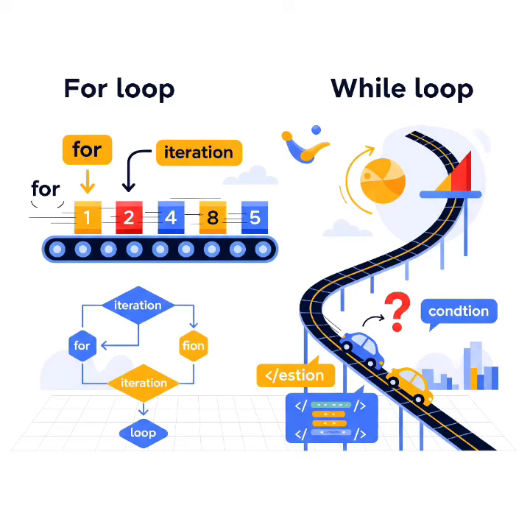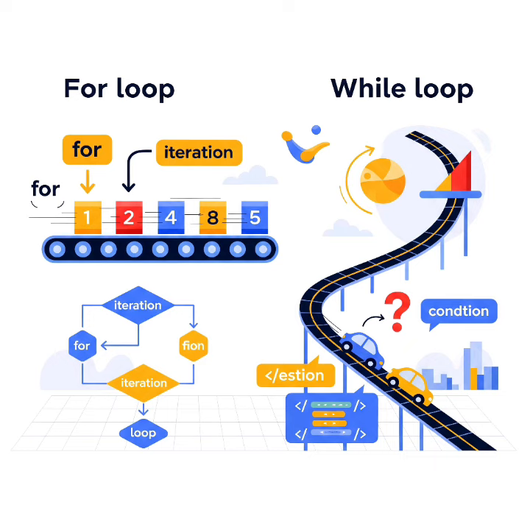In programming, both for loops and while loops are used to execute a block of code multiple times. However, they are generally used in different scenarios based on whether you know the number of iterations beforehand. Here's a breakdown of their differences in layman's terms.